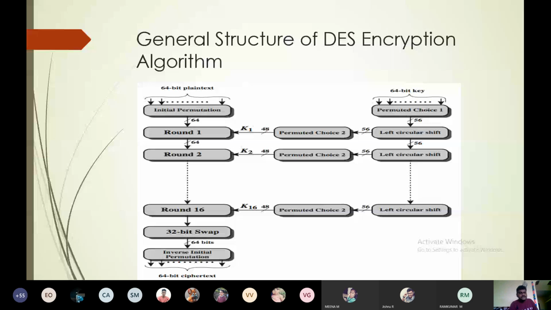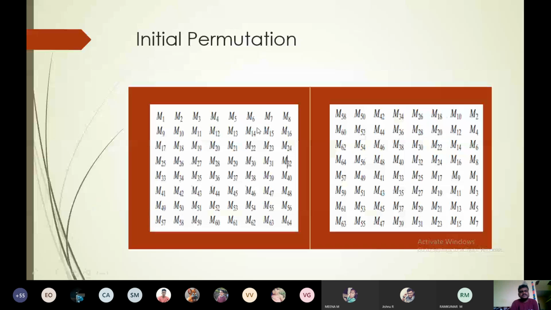At last, the inverse initial permutation is going to happen. What is the inverse initial permutation? We have seen now that in the initial permutation, M1 is rearranged into some other place. In the inverse initial permutation, M1 will be replaced into its original place. That is the purpose of the inverse initial permutation. Clear? So this is the overall architecture of this encryption algorithm.